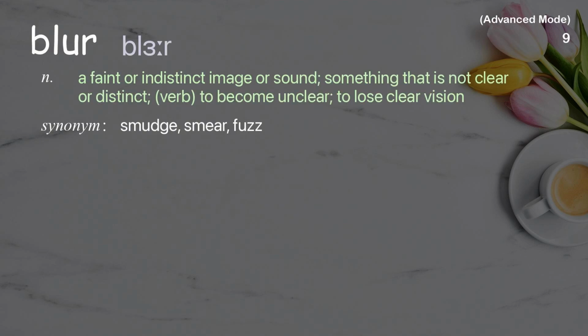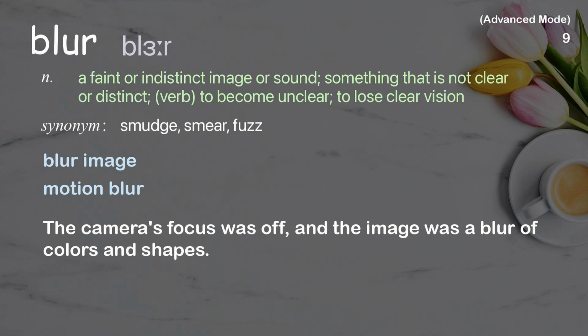Blur. A faint or indistinct image or sound, something that is not clear or distinct. Verb, to become unclear, to lose clear vision. Examples: Blur image. Motion blur. The camera's focus was off, and the image was a blur of colors and shapes.